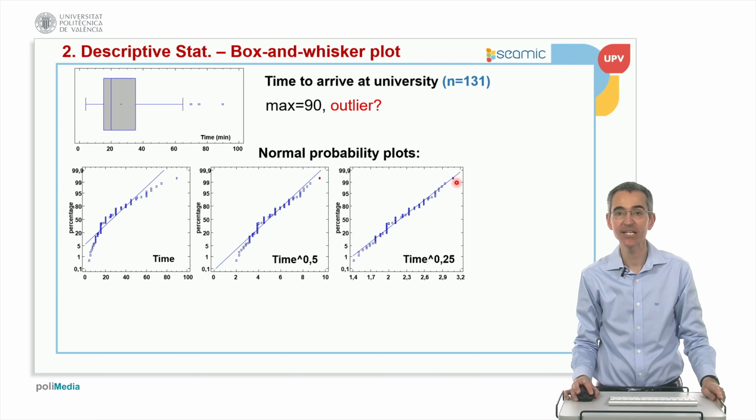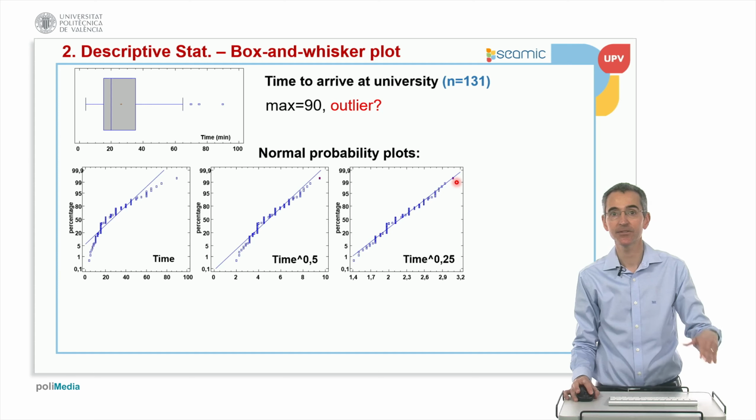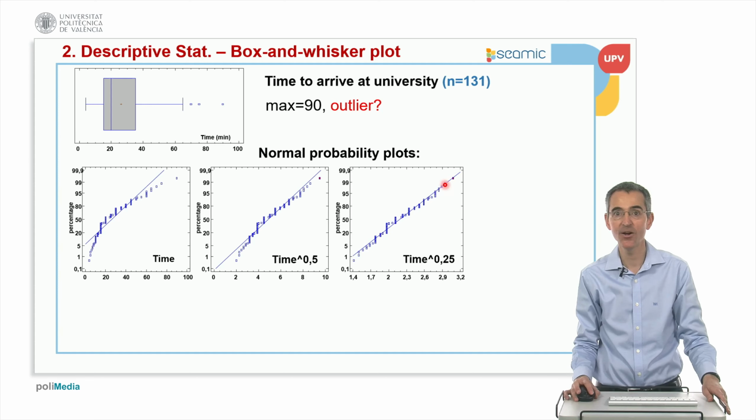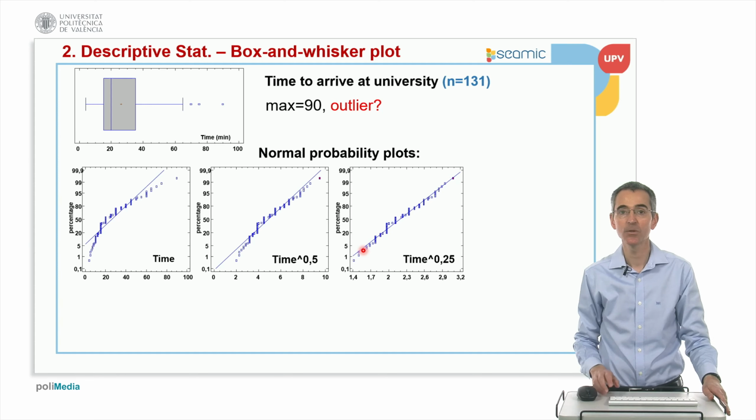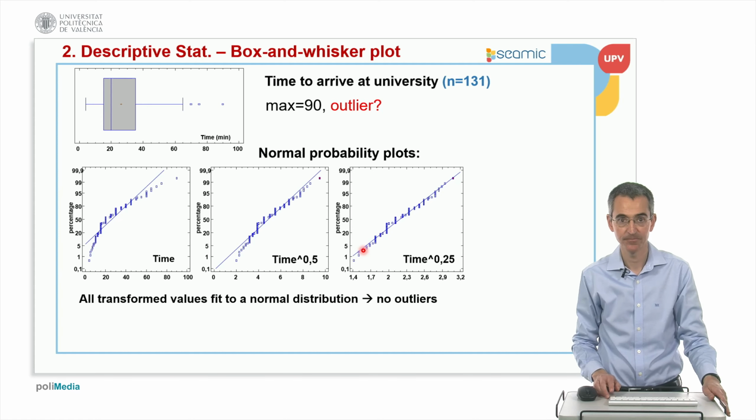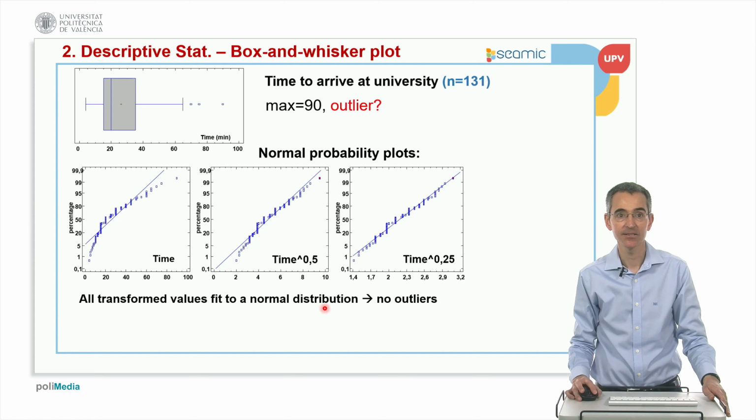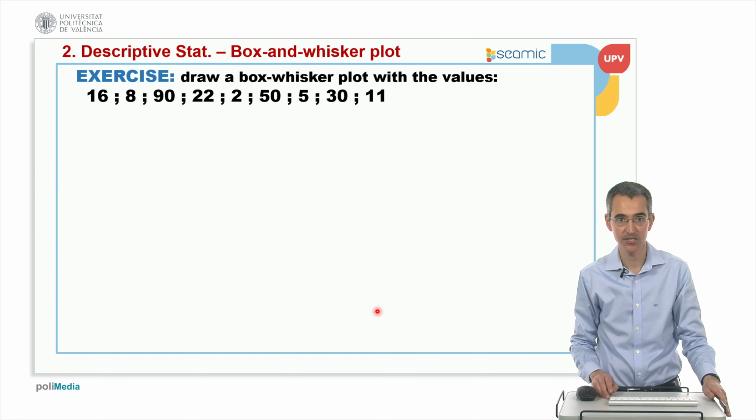So the maximum value is not an outlier. We can say that this maximum value belongs to the same distribution, so we should not remove that value. Okay? So as all transformed values fit a normal distribution, we don't have outliers to be removed. Okay. Then I'm going to explain this exercise.